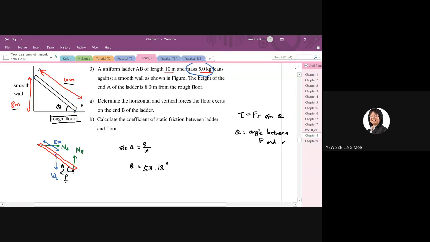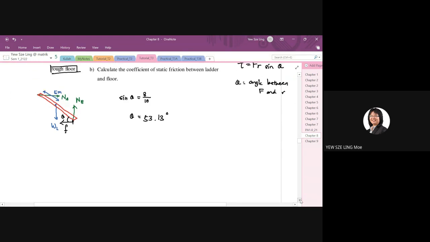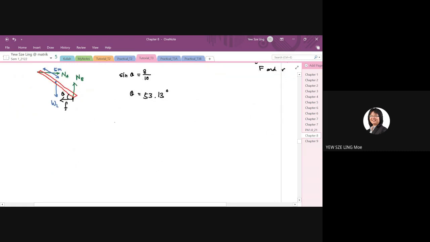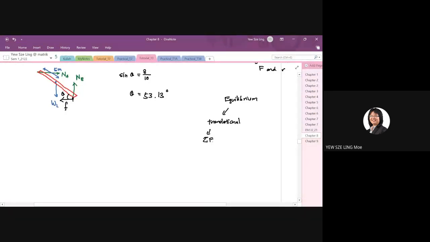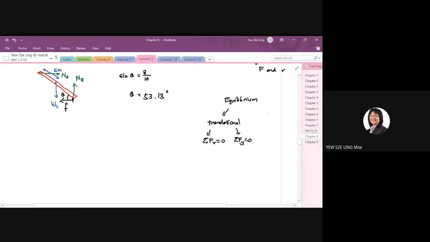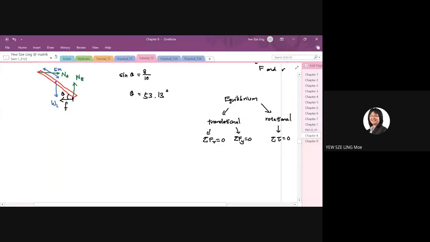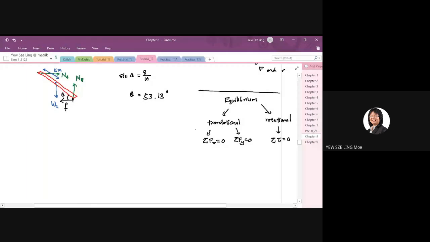So now we have the angle, then we can proceed to the calculations. How are we going to do the calculations? When something is in equilibrium, we discussed it yesterday, what does it mean? It means translational equilibrium, which tells us summation Fx is equal to 0, summation Fy is also equal to 0. And another one is rotational equilibrium. If rotational equilibrium, then summation torque is equal to 0, which means we need to form a table that consists of all these 3 items.